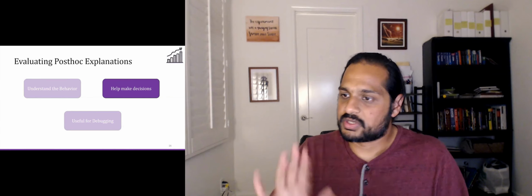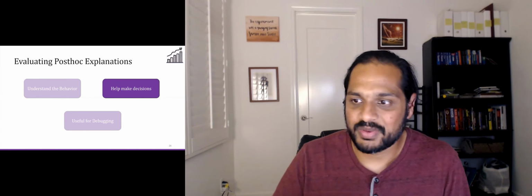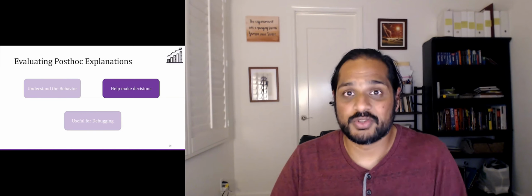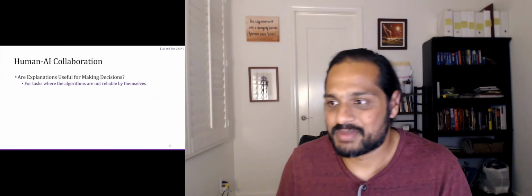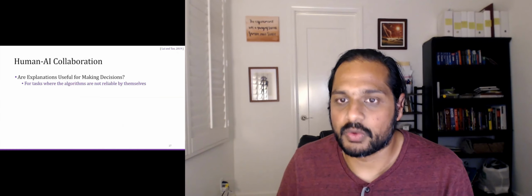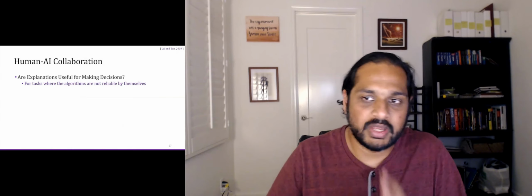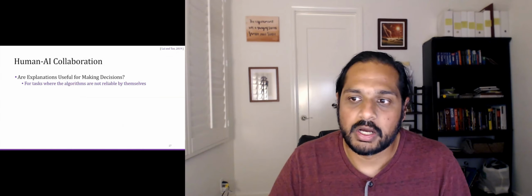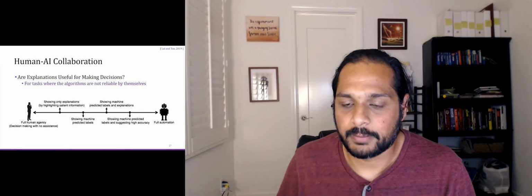Okay, so those were debugging and understanding the behavior. One of the most practical ways explanations are used is just for users to help make them better decision makers, right? So essentially, you have to think about this as a situation where there is human AI collaboration going on, and you want to know whether explanations can fit into this sort of a paradigm, right?